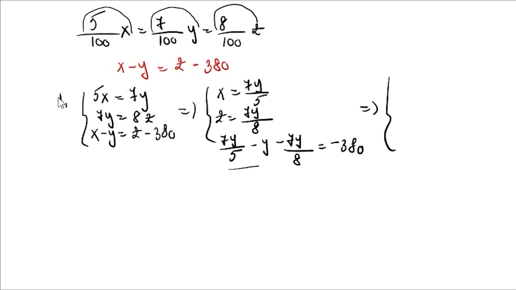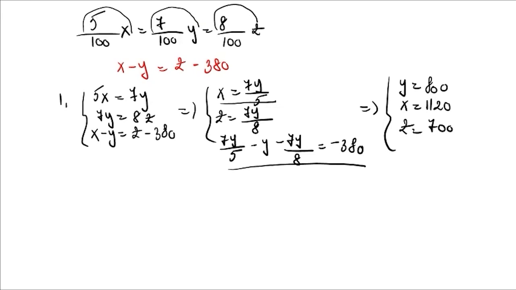I'm going to solve this equation. The result is that y equals 800. Now I replace y, and x equals 1120 and z equals 700.